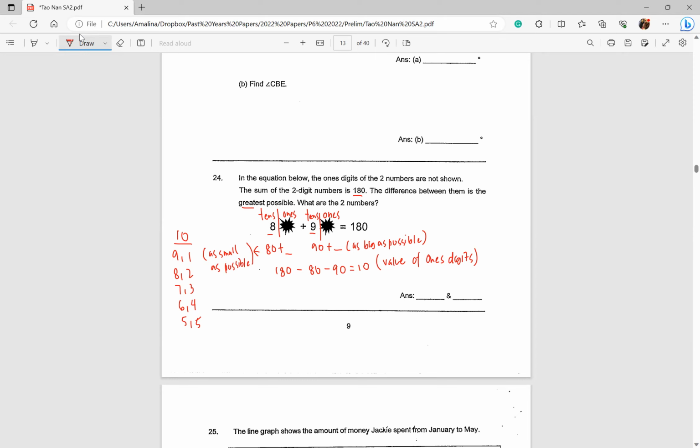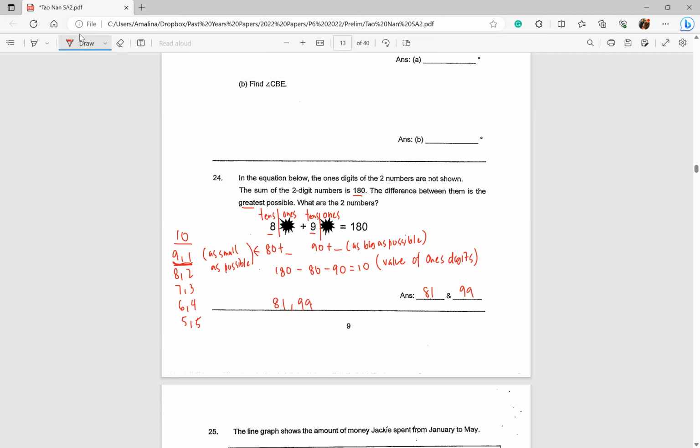Okay? So if I look at the options, I will choose the first one, 9 and 1, because 9 and 1 means that I can make my number very big. So I will put the bigger digit for my 9 and then the smaller digit for my 8. So I get an 81 and a 99. Okay, so that's the highest possible. Of course, you can check with the rest, but they will not give you the greatest possible. So the answer for this question will be 81 and 99. Okay?